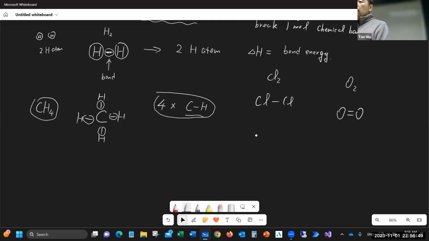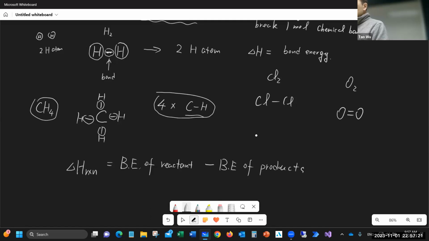That is why the enthalpy of a chemical reaction can be rewritten, but this one is a little bit different. It can be rewritten as the bond energy of the reactants subtract the bond energy of the products. So this one is different.